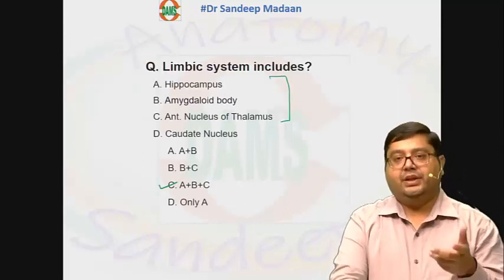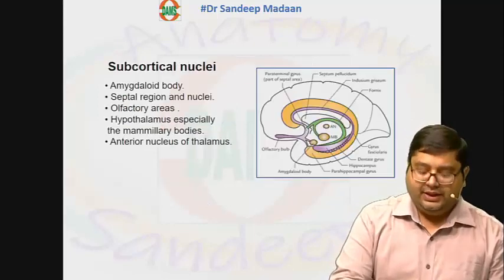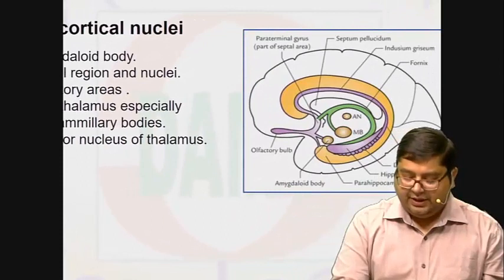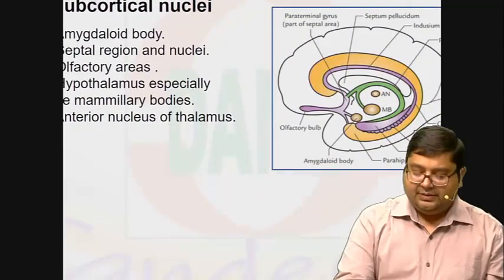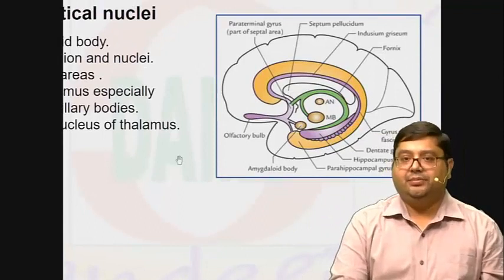The limbic lobe is there where the hippocampal formation is, so the hippocampus will be involved. Along with that we have certain subcortical nuclei. You can see the subcortical nuclei here. This is the diagram, right? The hippocampus and hippocampal formation will be part.